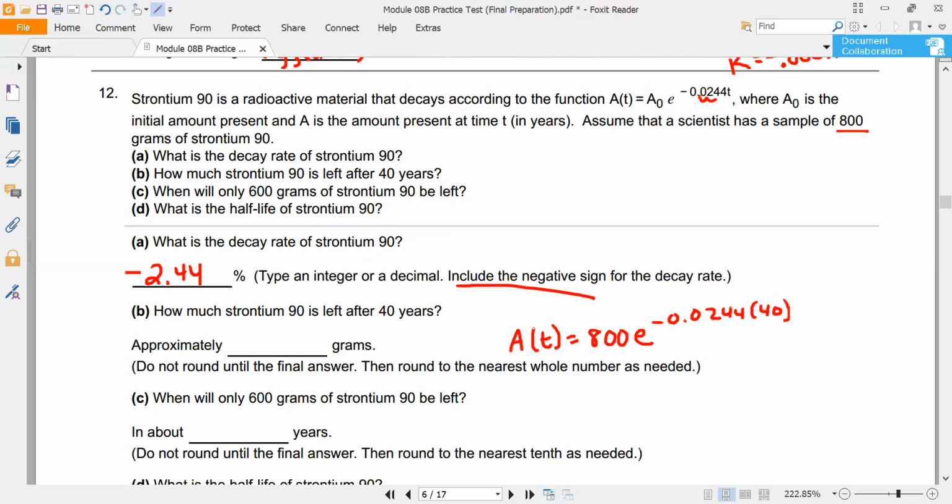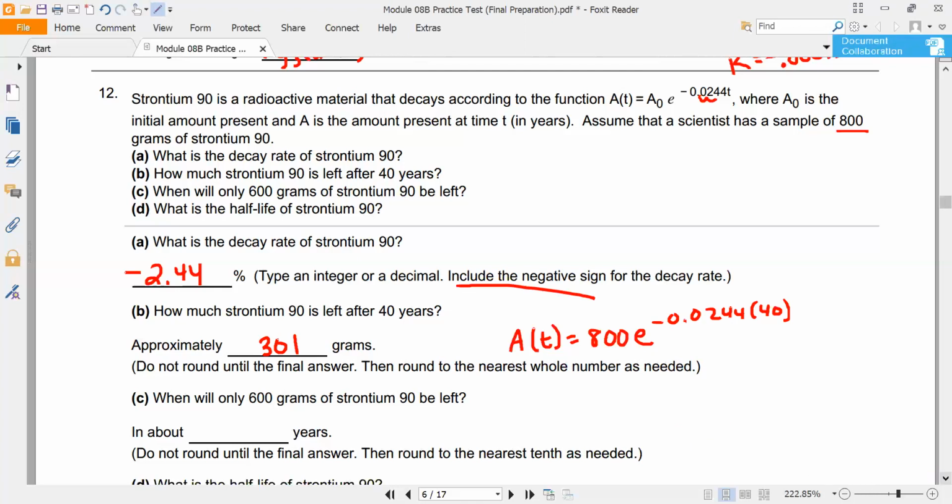So this is a direct evaluation since we're looking at a specific time. So 0.0244, I have to do mine a little opposite to probably your calculators, times 40. I'm doing my exponent first. Then I want to raise e to that power. So e, oh, it doesn't let me do that. Hang on. Second, there we go. So let me try this again. 0.0244 times the 40 is this, e to that power times 800. And we're rounding to the nearest whole number, so this would be 301 grams.